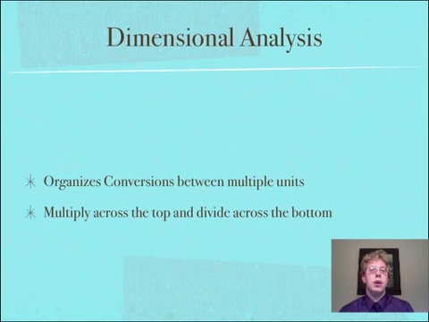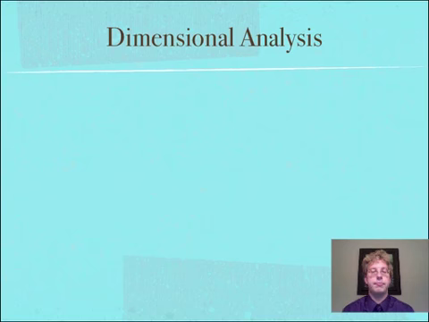Before we get too far into stoichiometry, we need to learn how to do dimensional analysis and some simple conversions. Dimensional analysis is a way to organize conversions between multiple units. And what you do for this is you multiply across the top and you divide across the bottom. And you'll be able to track the units that you're canceling out as you go along. In order to do dimensional analysis, though, you need to use conversion factors that you know.